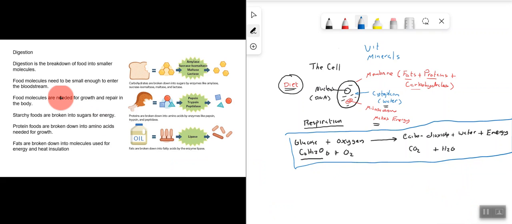So digestion then. What is digestion? Digestion is the breakdown of food into smaller molecules. For example, carbohydrates are where we get our glucose. Carbohydrates are broken down into sugars by enzymes like amylase, sucrase, isomaltase, maltase, and lactase. All of these words that end in "ase" are things called enzymes.